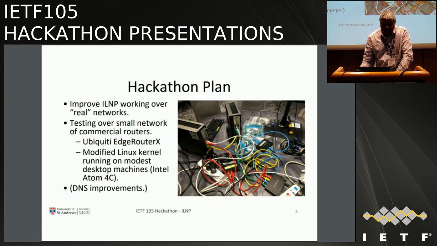So the plan here was really to make sure that ILNP could work over a real network. That's the idea eventually. And so what we had was a network that consisted of some low-end routers but they are just commercial routers. They run IPv6 only. The idea is that ILNP works completely end to end. So the core routers just think you're running IPv6, whereas actually you're running ILNP.